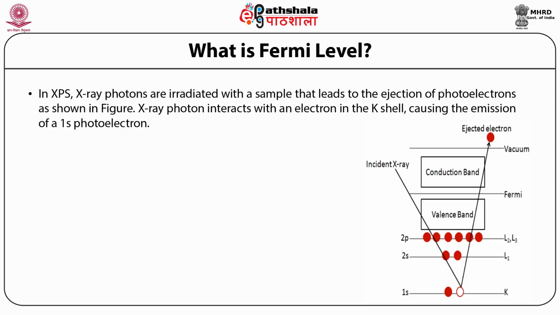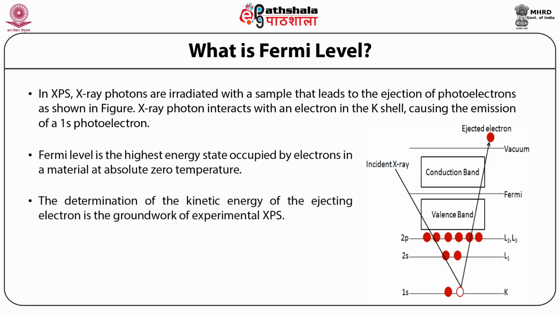In XPS, X-ray photons are irradiated onto a sample, which leads to the ejection of photoelectrons, as shown in the figure. X-ray photons interact with an electron in the K shell, causing the emission of a 1s photoelectron. The resulting K shell vacancy is filled by an electron from a higher level, which can lead to either X-ray fluorescence or the radiationless de-excitation process of Auger emission. The determination of the kinetic energy of the ejected electron is the groundwork of experimental XPS.